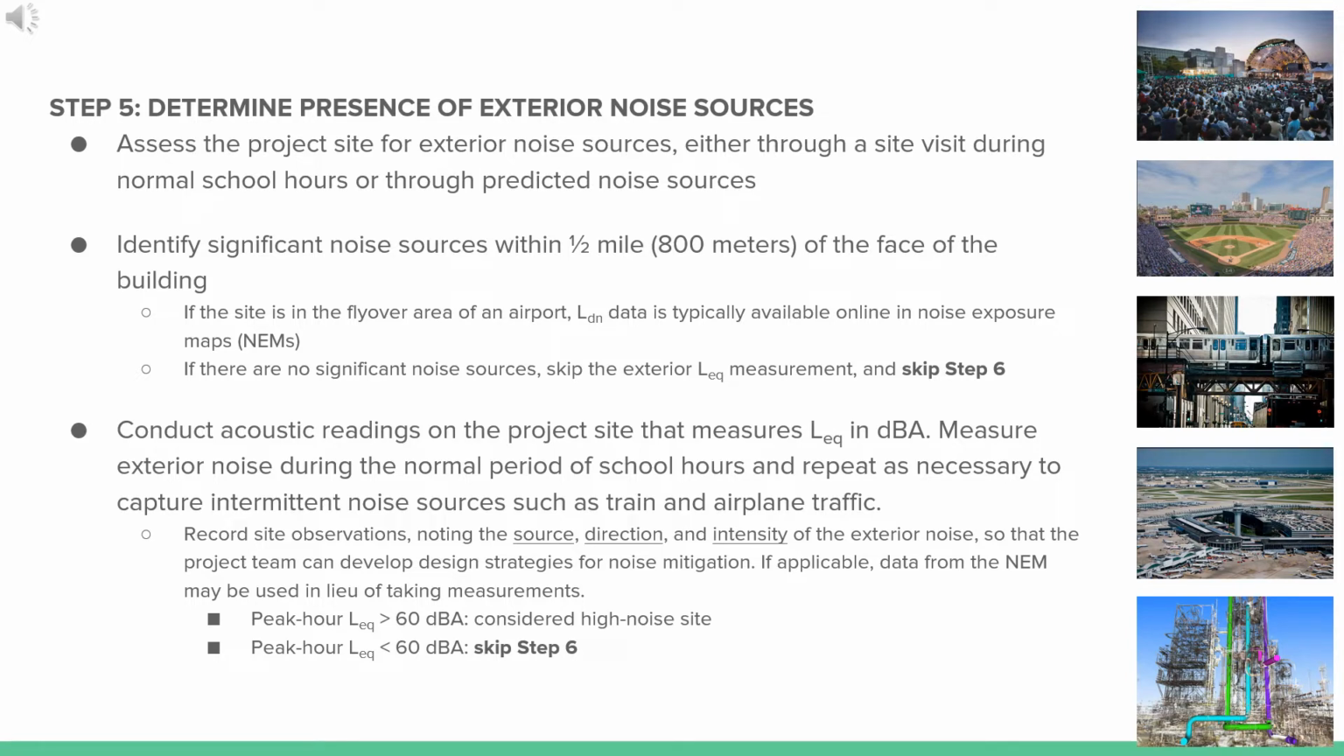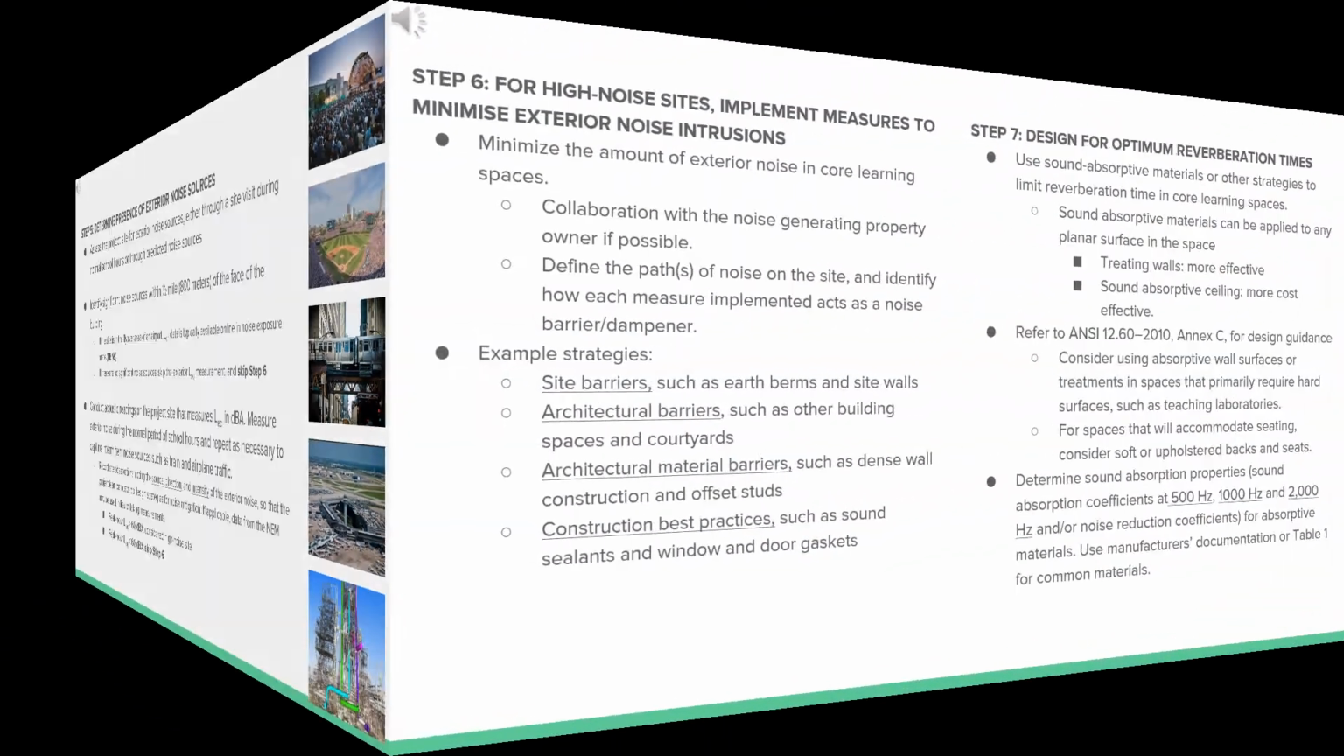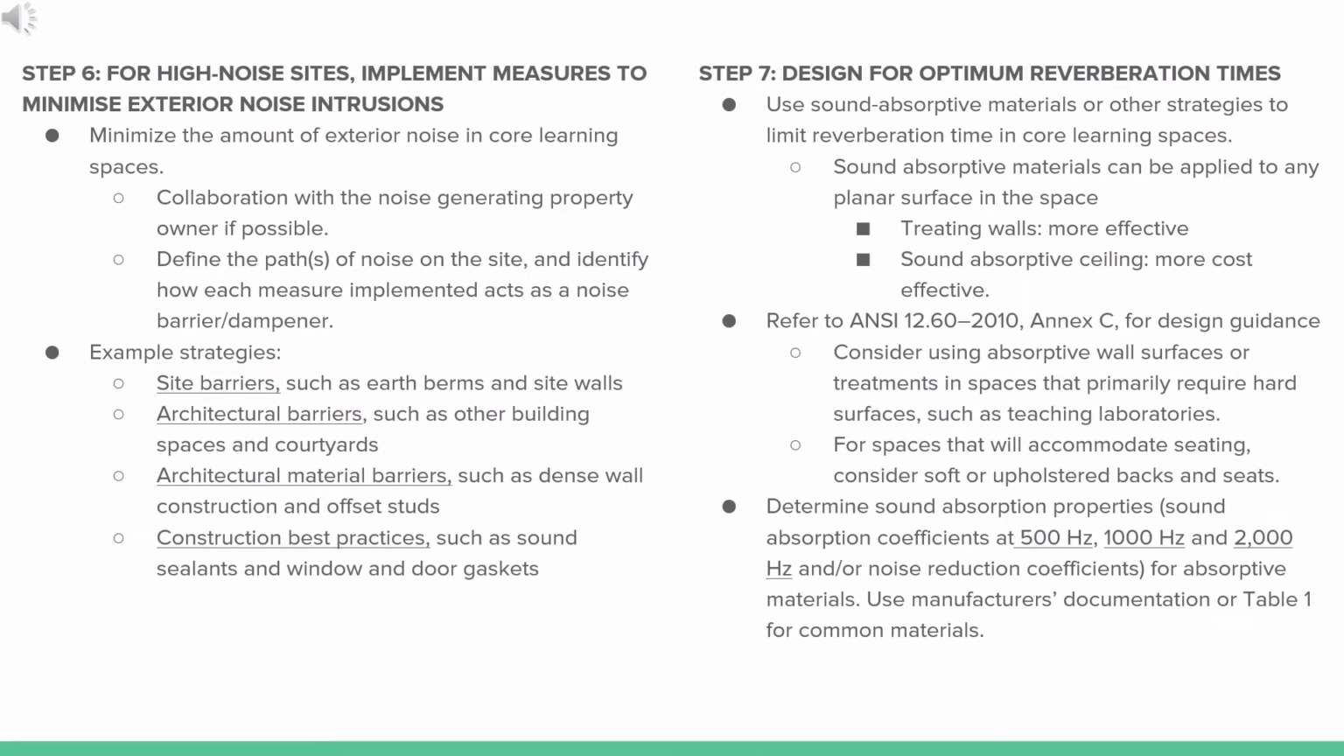If the peak hour LEQ is greater than 60 dBA, the site is considered high noise. If the peak hour LEQ is less than 60 dBA, you may skip Step 6. Step 6 is exclusively for high noise sites, and is to implement measures to minimize exterior noise intrusions.